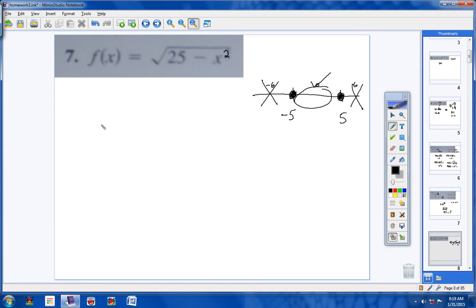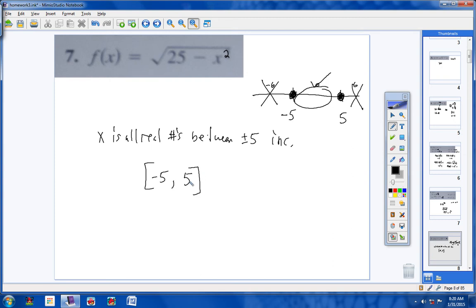So there's 3 ways to write it. You can say x is all real numbers, you can use words, between positive and negative 5, inclusive. Or you could use interval notation: bracket, negative 5, comma, positive 5, bracket, because it's inclusive. Or you could use inequalities: bring down your negative 5, bring down your 5, put an x in the middle, and write it like this. Any of those ways are okay.